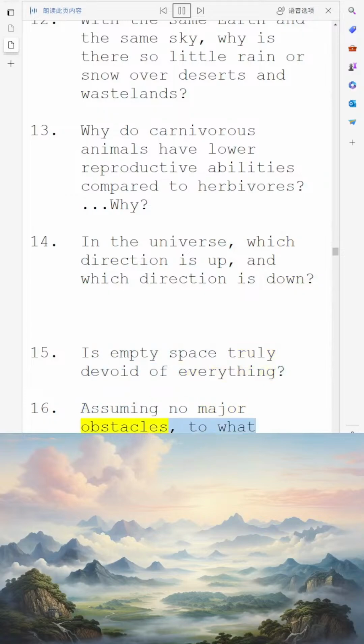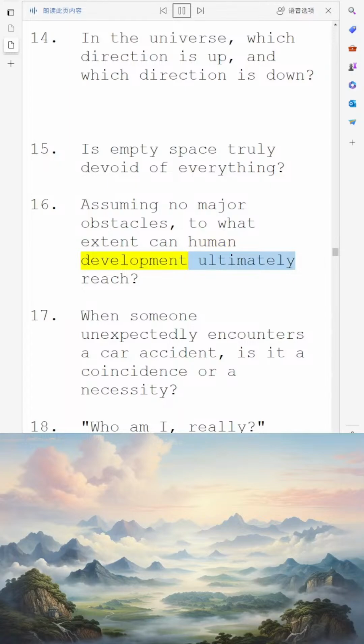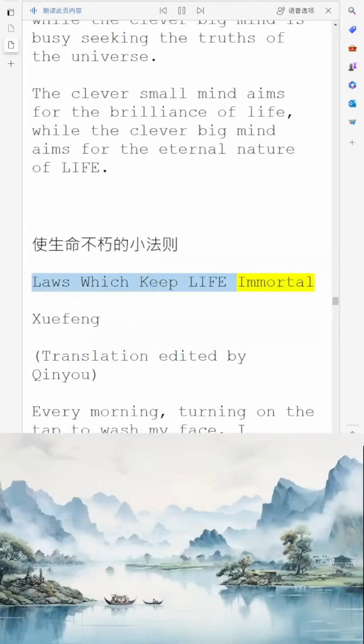Assuming no major obstacles, to what extent can human development ultimately reach? When someone unexpectedly encounters a car accident, is it a coincidence or a necessity? Who am I, really? Laws which keep life immortal.